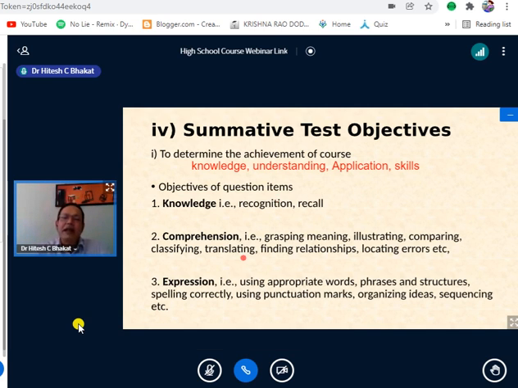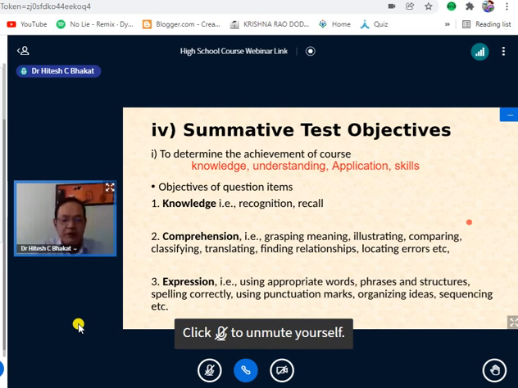So here in language, we have three objectives. One is called knowledge, comprehension, and expression. When you talk about knowledge, we have four types of knowledge, as I already told you. First is textual knowledge.